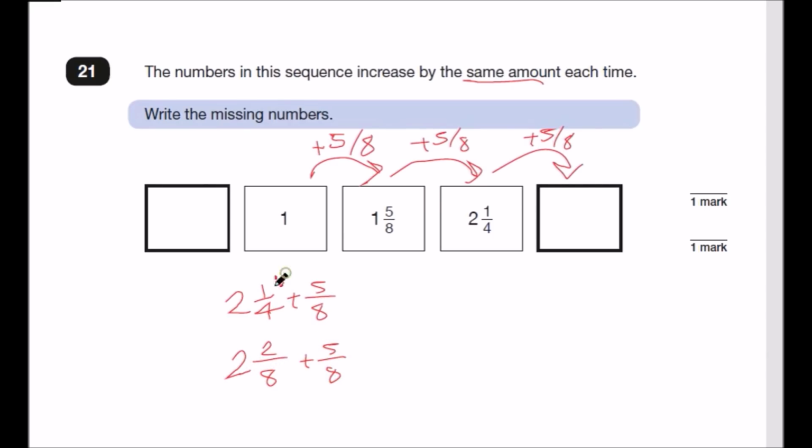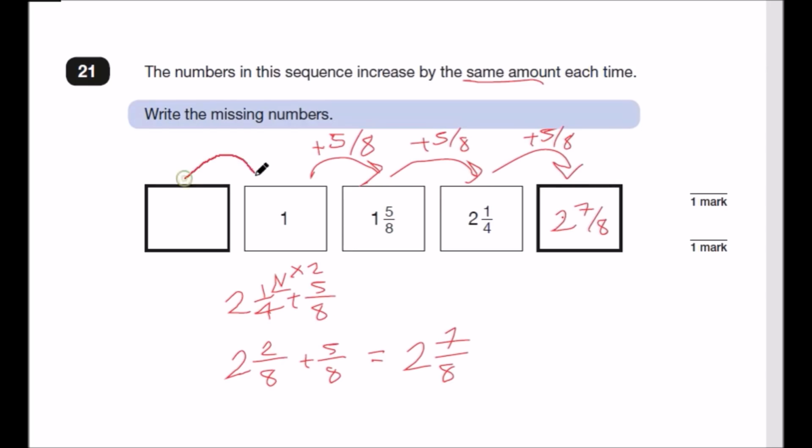So remember, we double this here, up and down. So this means we can just add the top values. So 2 add 5 makes 7, so we're left with 2 wholes and 7/8. And yeah, that's actually it. So 2 7/8. Now how about the one previously?